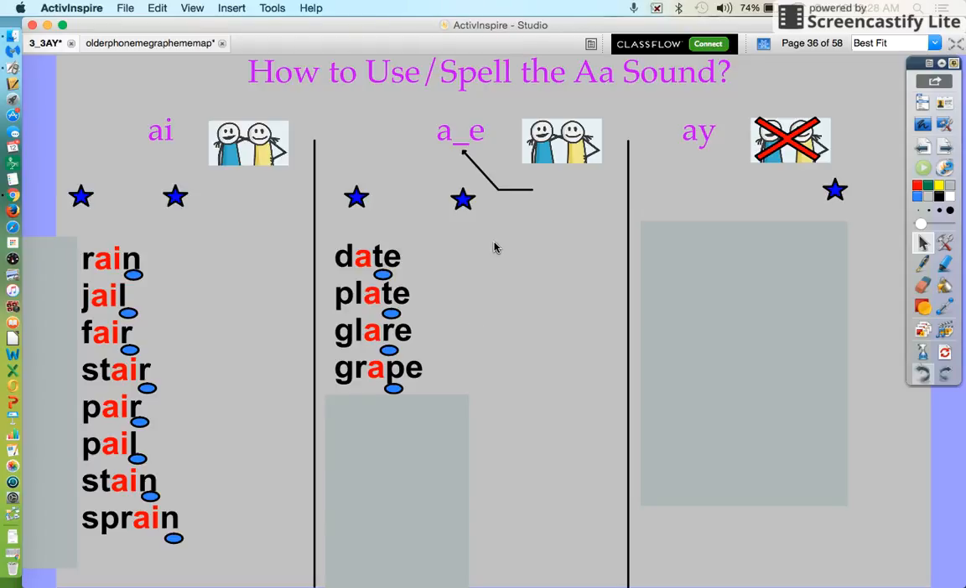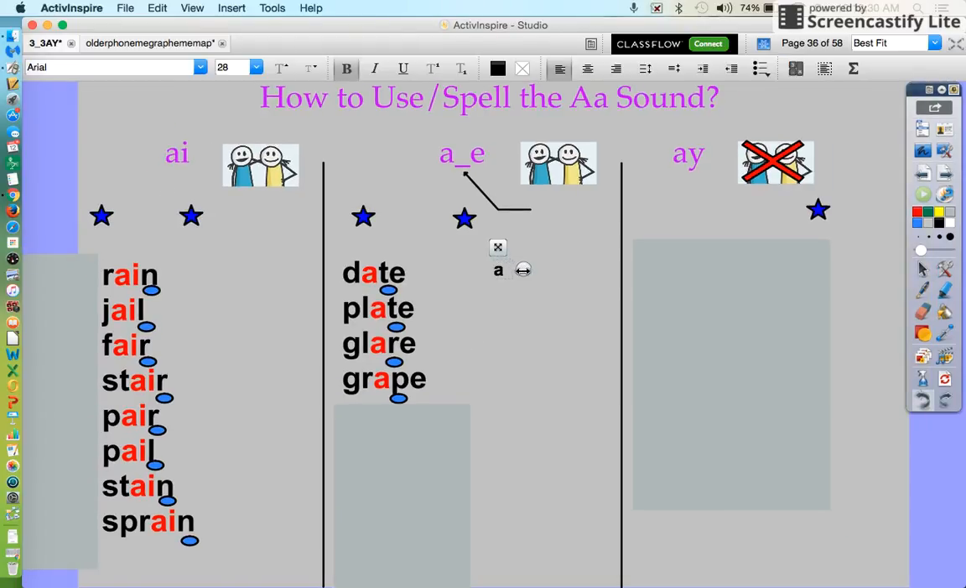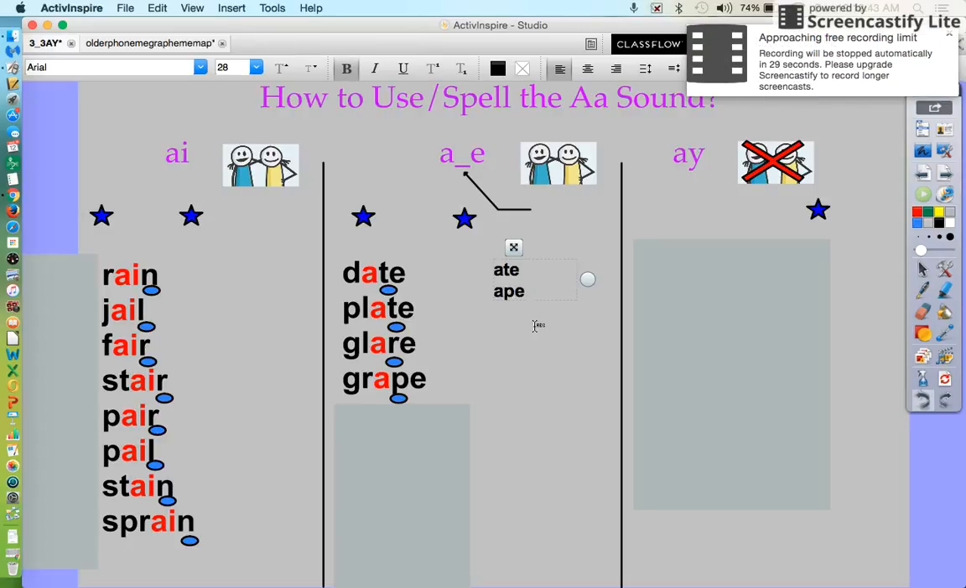They can also come at the beginning, like in the word ate. I ate my food. A comes at the beginning with the letter friend. Also in the word ape, as in gorilla. We have A at the beginning with a letter friend after it, okay?